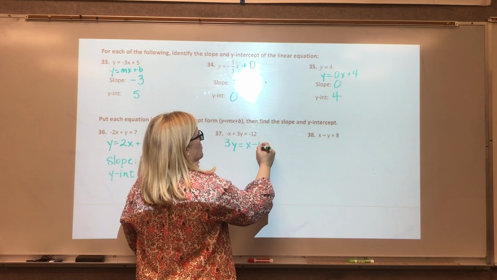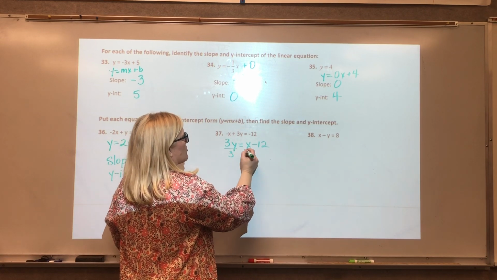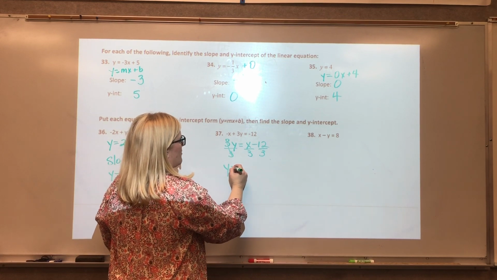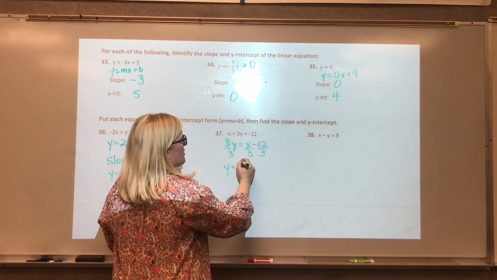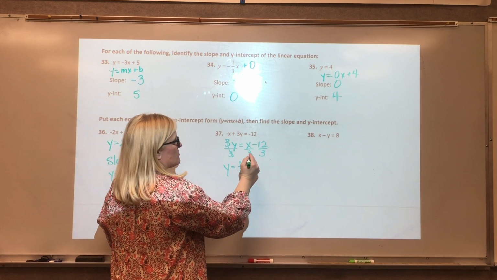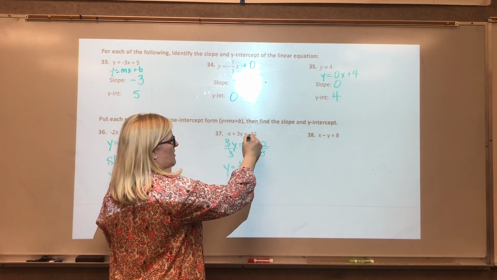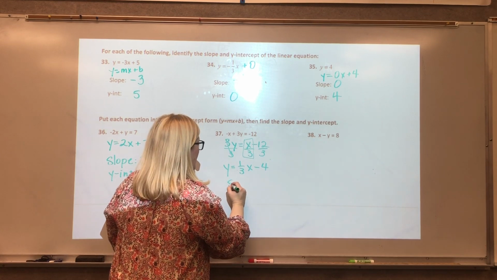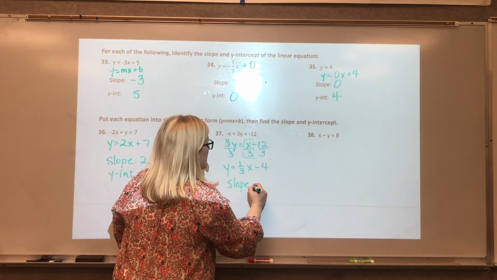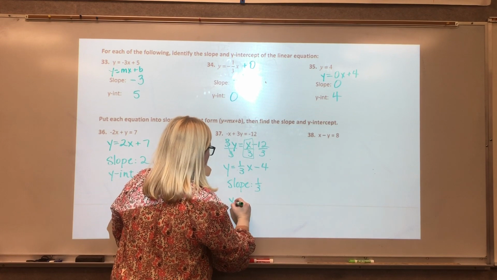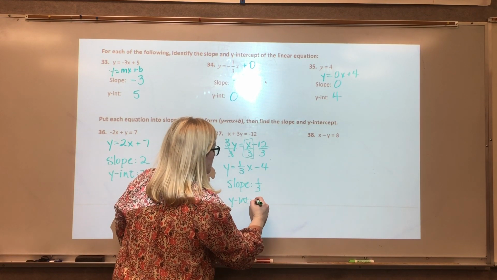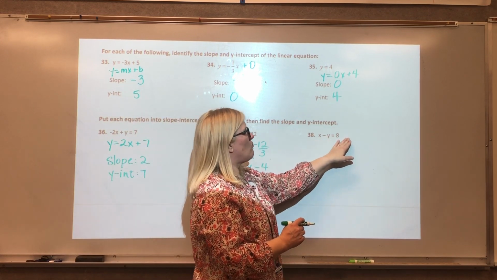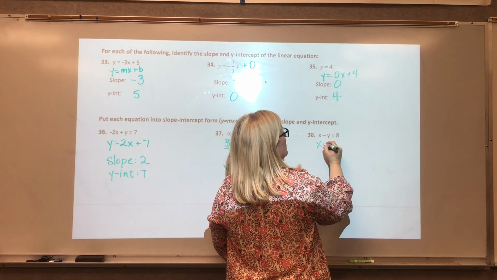Okay, over here, I'm going to move the -x over here so it becomes positive. So x minus 12. And then I need to divide everything through by 3 to get y by itself. So I have y equals 1/3 x minus 4. So my slope is 1/3. My y-intercept is -4.